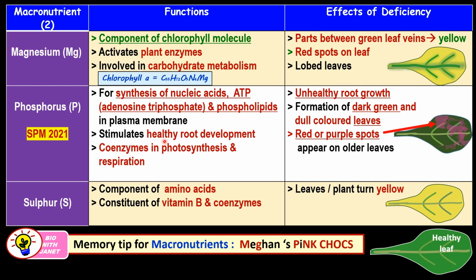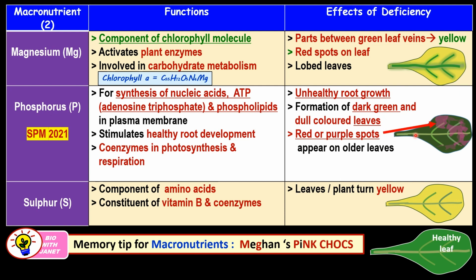And secondly, phosphorus stimulates healthy root development. All right, so this is again an important function of phosphorus. So if there is a deficiency of phosphorus in plants, the plant will experience unhealthy root growth. The roots may be shorter and also sparse, not so much as in the healthy plant, right? And then phosphorus is also used as coenzymes in photosynthesis and respiration, right? So effects of deficiency, as we said, unhealthy root growth, formation of dark green and dull colored leaves.